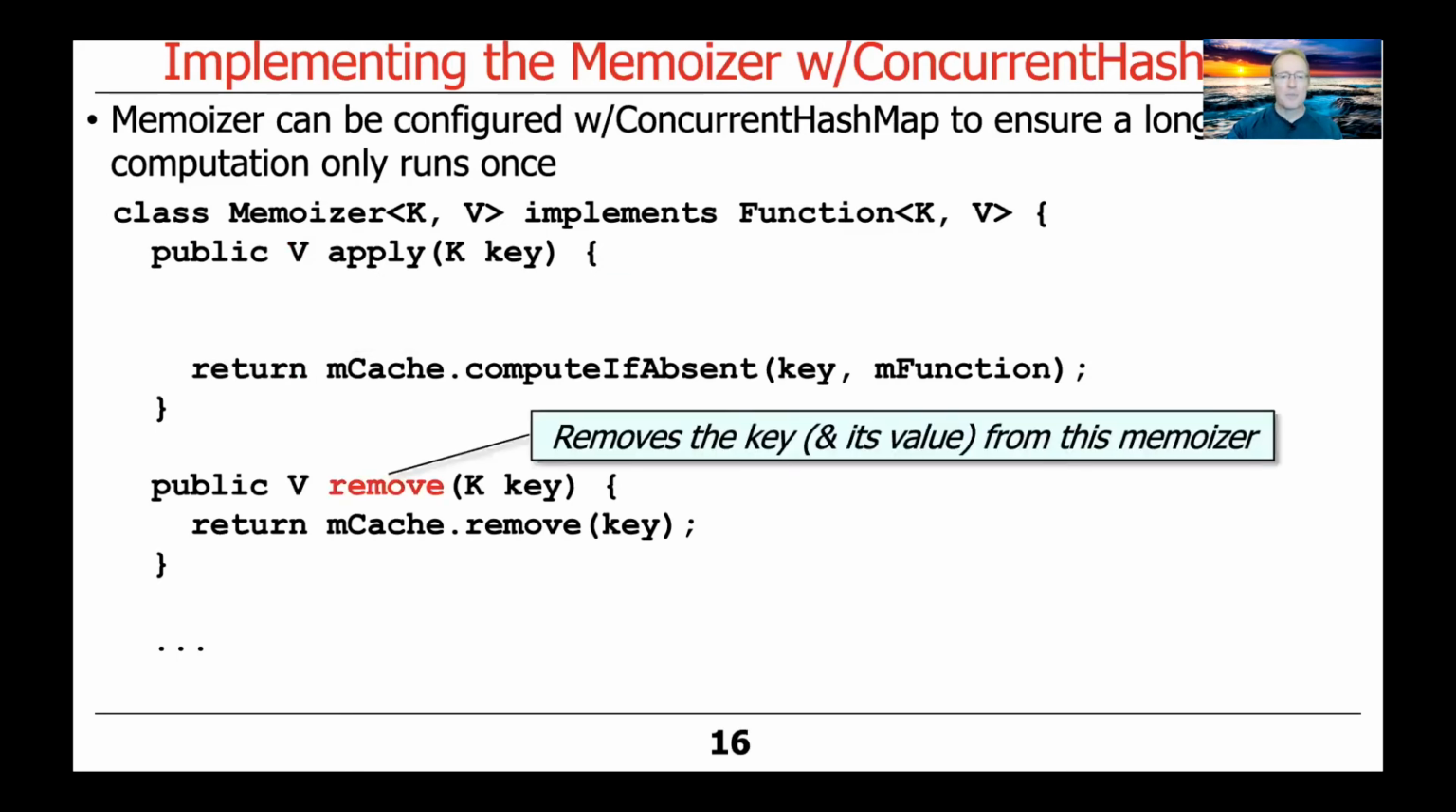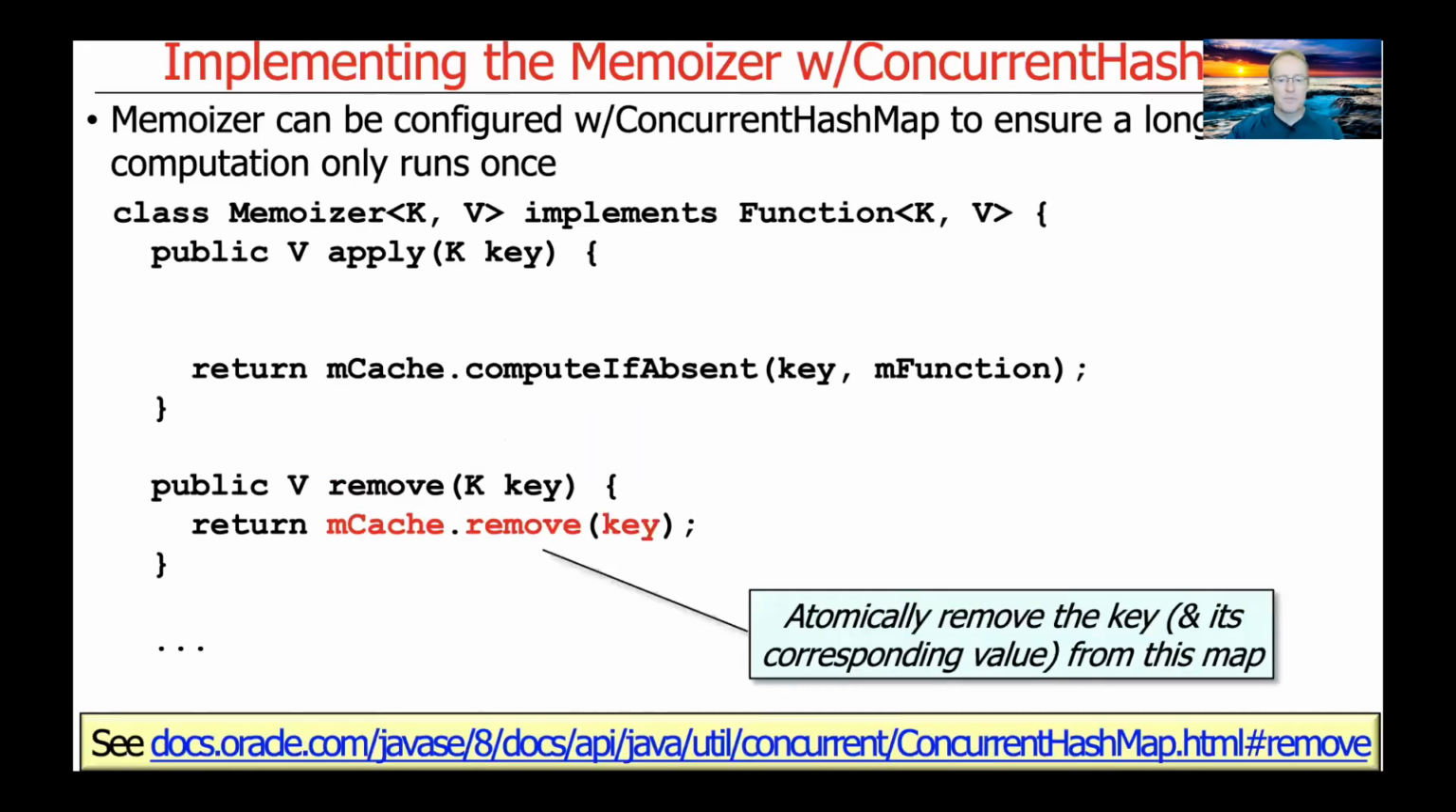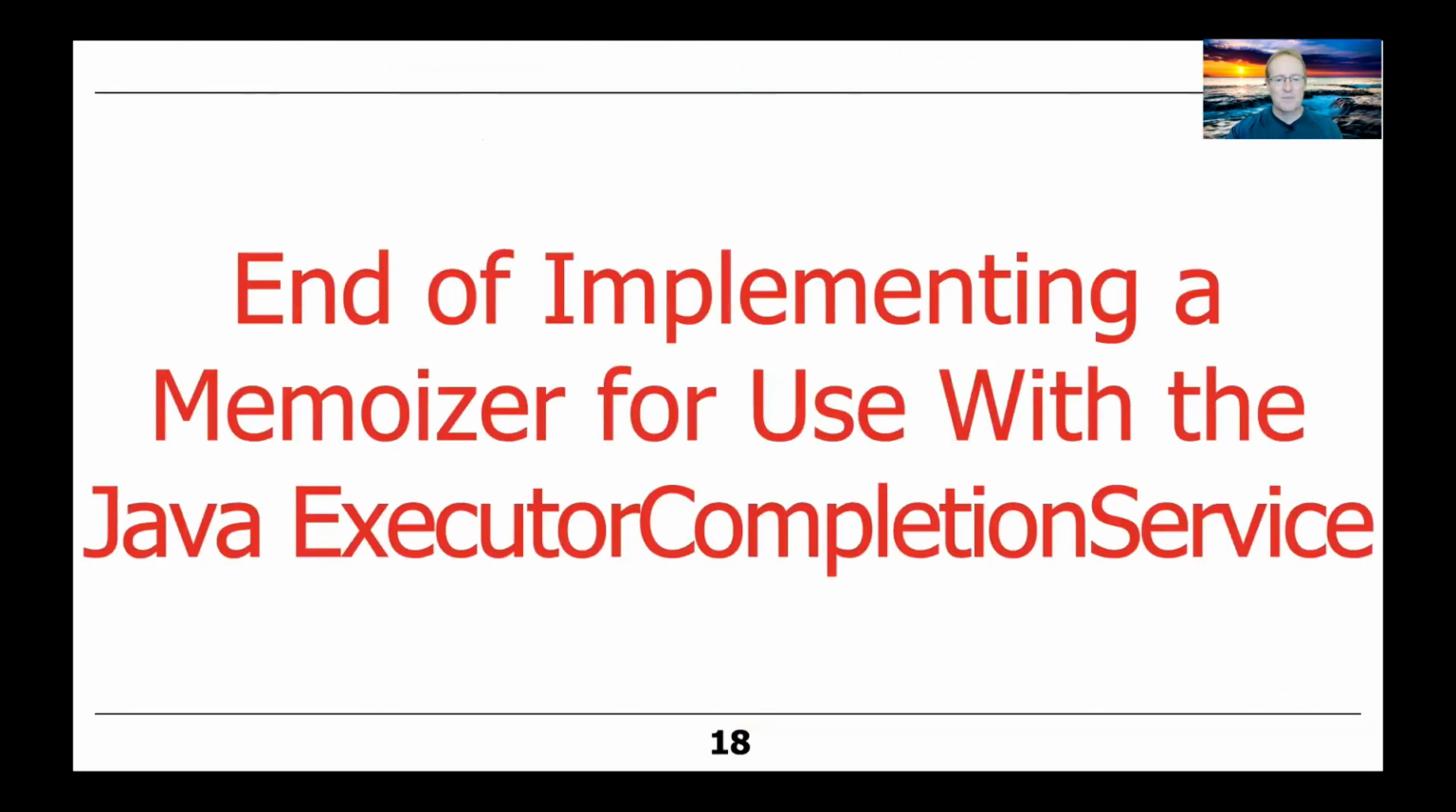There's also another method called remove, and as the name implies, remove simply removes the key and its corresponding value from the Memoizer. So that's just a way to clean things up. And the way it works under the hood, of course, is if you parameterize this with a ConcurrentHashMap, then its remove method will atomically remove that key from the map. And you don't have to worry about race conditions and atomicity and visibility and ordering and all those good things. That's all handled for you by the ConcurrentHashMap's very clever implementation.